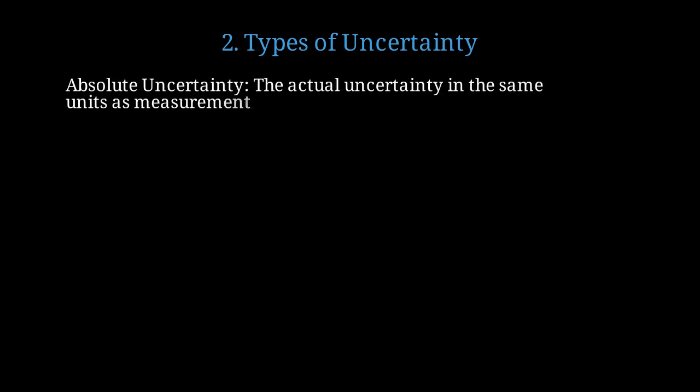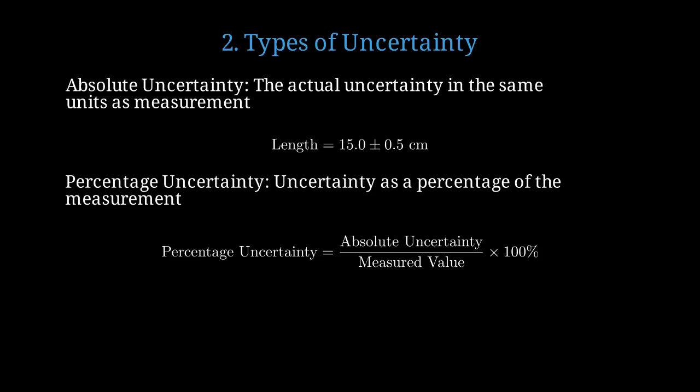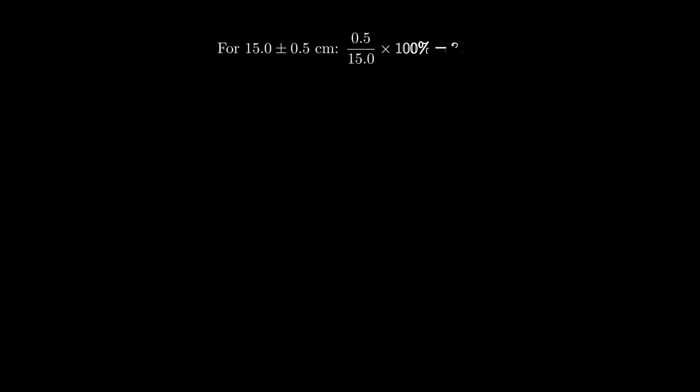Absolute uncertainty is the actual uncertainty value expressed in the same units as the measurement. For example, a length of 15 centimeters plus or minus 0.5 centimeters. The 0.5 is the absolute uncertainty. Percentage uncertainty expresses the uncertainty as a percentage of the actual measurement value. We calculate percentage uncertainty by dividing absolute uncertainty by the measured value, then multiplying by 100%. For our example, 0.5 divided by 15 times 100 gives us 3.3% uncertainty.